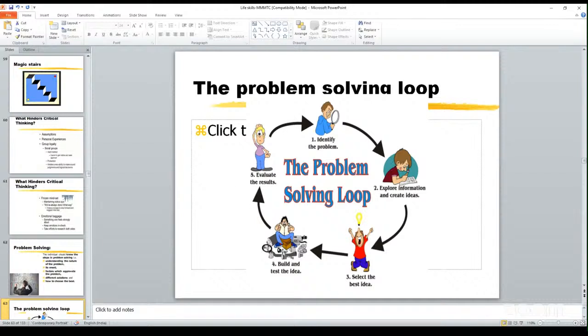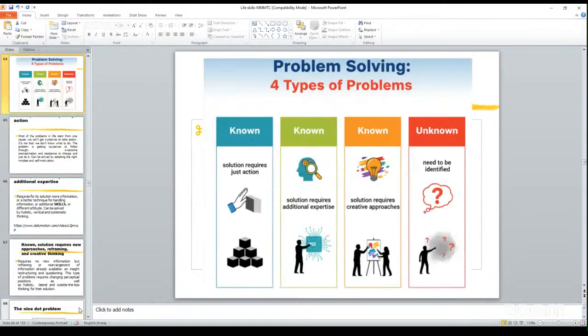Then comes evaluating the results: how we evaluate whether the strategy employed was good enough or effective enough to solve the problem, or whether it ended up with more problems. If it is not effective, you have to come back, choose another strategy and continue. That's how the problem solving loop works. Then, how to solve the problems?